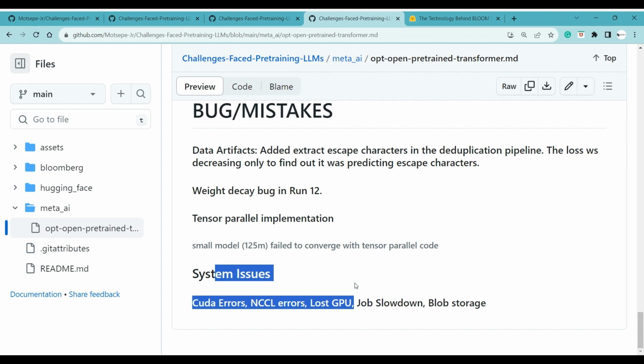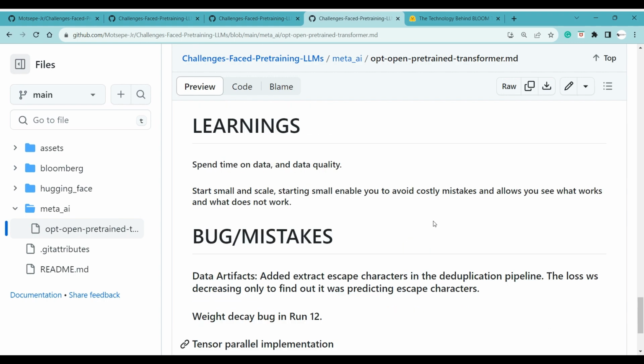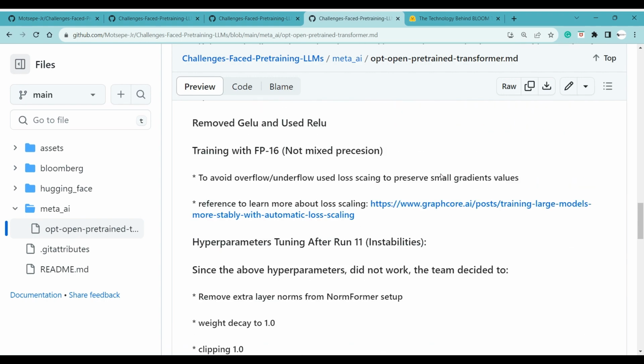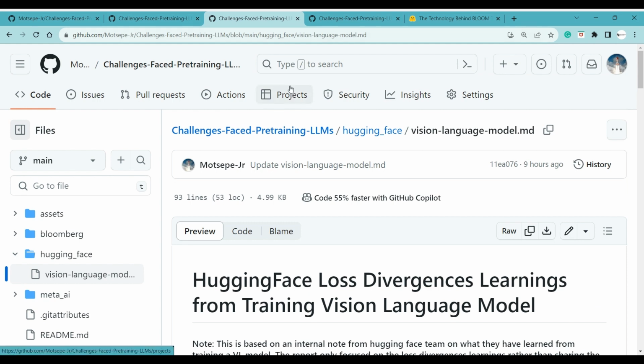System issues, CUDA errors. They did not get into the exact CUDA errors that they got. I just mentioned them here, and I know that this might not necessarily help a lot, but it might give some people intuition of some of the challenges that people face. Other than that, guys, thank you if you have watched all the way to the end. These are the challenges.